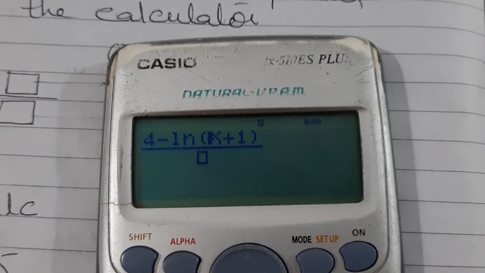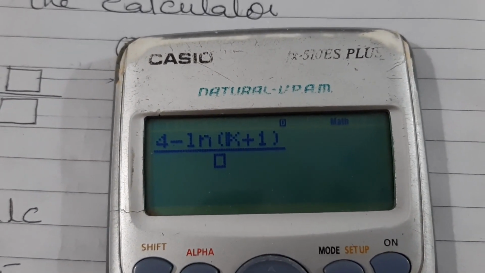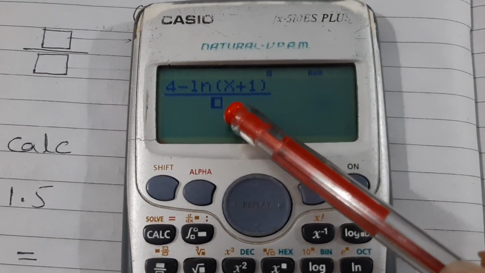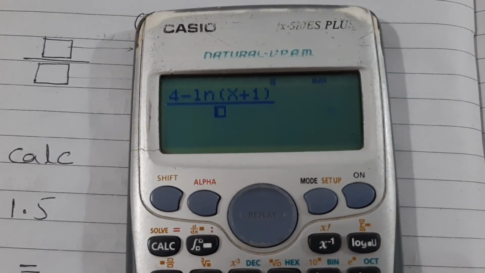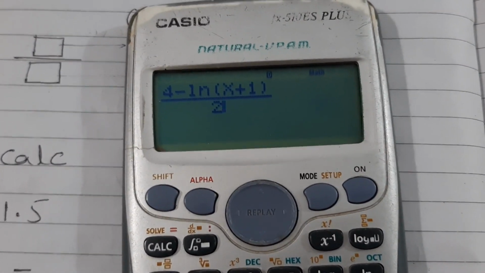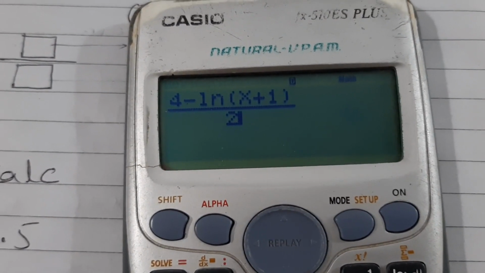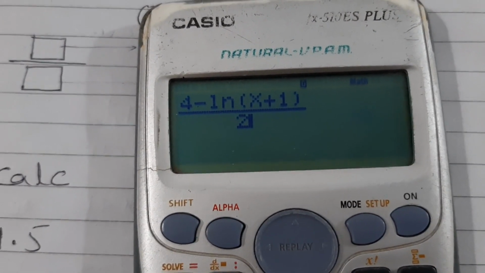Okay, so it is 4 minus ln x plus 1, right? So now I will press this button and go down. So it is now in the denominator, and here I will write 2. After writing this formula, you see I have used x. I did not use 1.5, which was my first value.